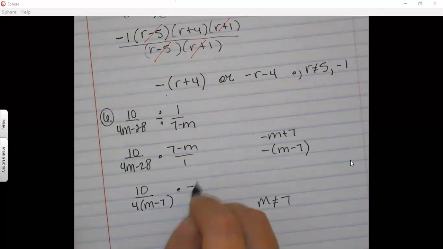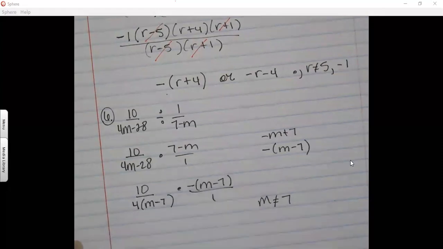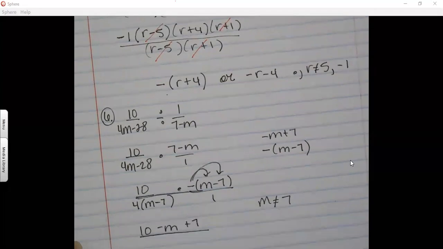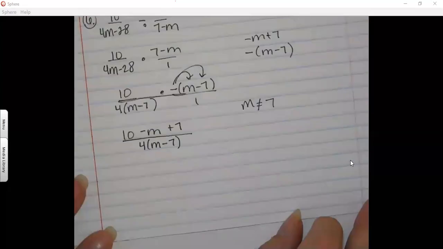So when I multiply my numerators, I have 10 times, I'm going to go ahead and distribute this negative because I'm going to combine like terms. Minus m plus 7, all over the denominator. I'm not going to distribute that yet because once I get that numerator simplified, I might be able to cancel something out. I might not. We'll see. So in the numerator, I'm going to put the negative in first. And what's 10 plus 7? 17.